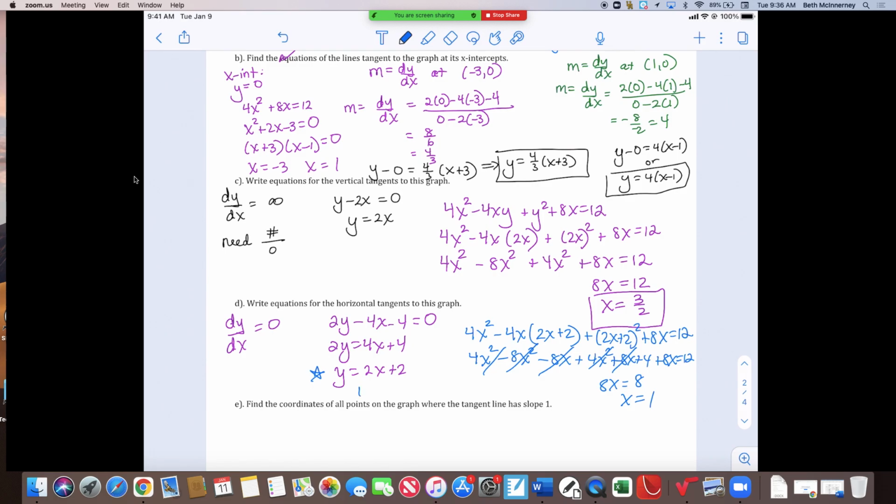So then that's going to be y equals 2 times 1 plus 2. So my horizontal tangent is y equals 4 at the point (1, 4). That's where it's going to have a horizontal tangent line.